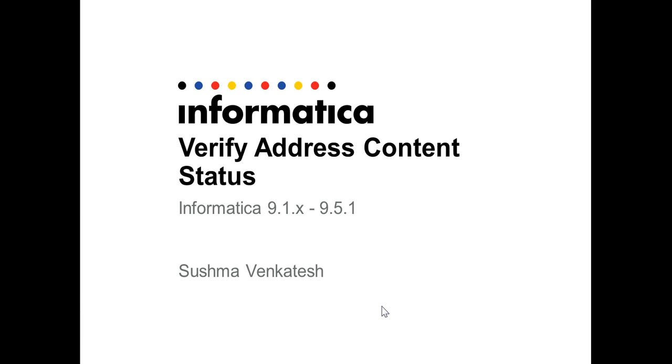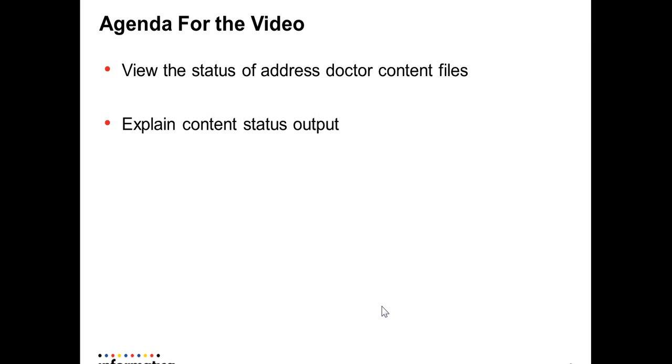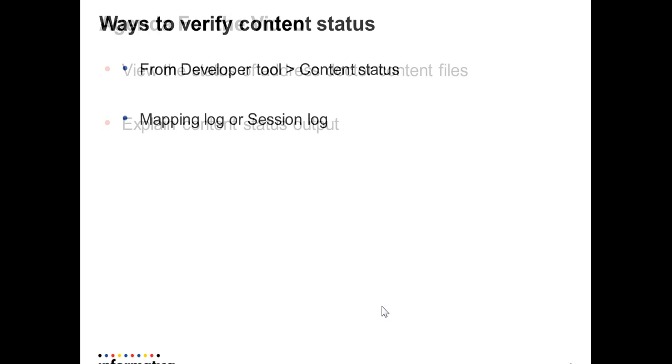I'm going to talk about how to verify address content status, and this applies to Informatica version 9.1.x through 9.5.1 hotfix 2, which is the current version as of today. The agenda for the video is to view the content status of the address doctor files and also look at what each of the output means in the address content status.